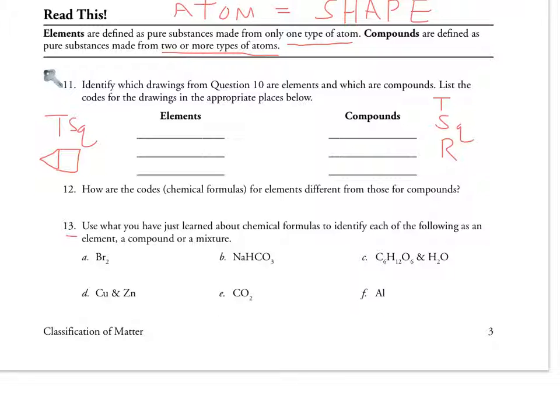So for example, with 13, you're going to identify, based on the definitions that we've seen earlier, which of these is an element, what is a compound, and what is going to be a mixture. So I'll give you a few minutes to work on that.